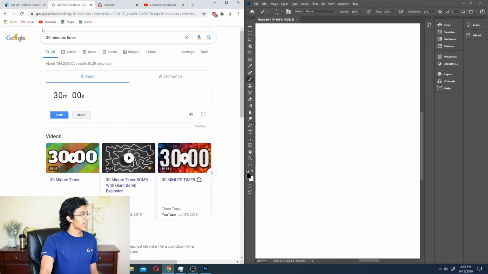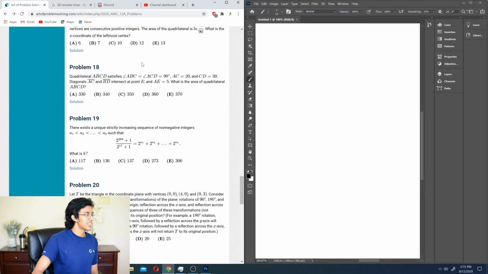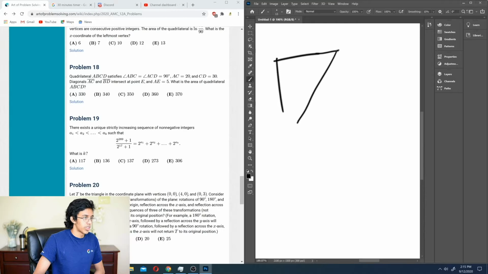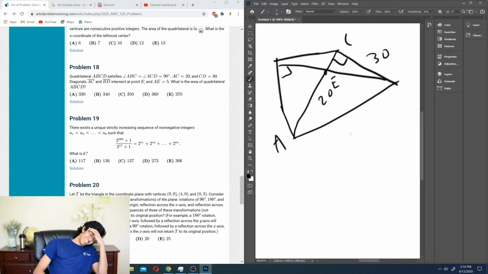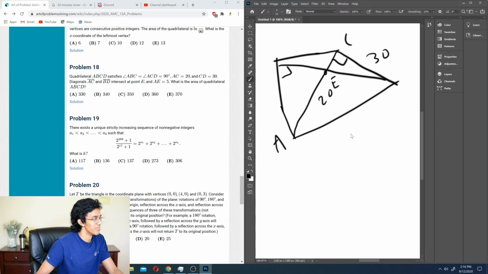30 minutes on the clock, and we are in. Okay, 18, quadrilateral ABCD satisfies the 90 degree angles, so AB and AC are, wait, what? Fancy. Okay, I see how it is, and this is 90, and we got AC, this is so annoying. So this is 20, this is 30, okay, and then that is a straight line, and then AC and BD intersect at point E, and AE is 5. Oh my god, so not to scale.